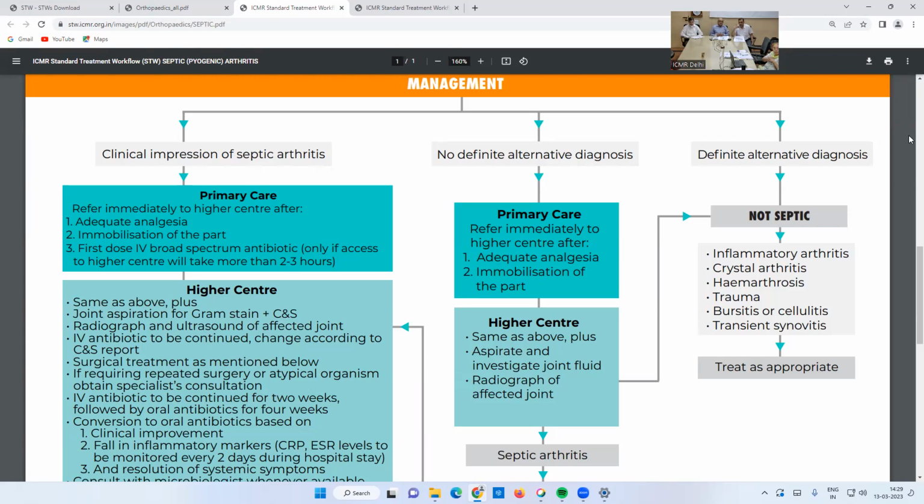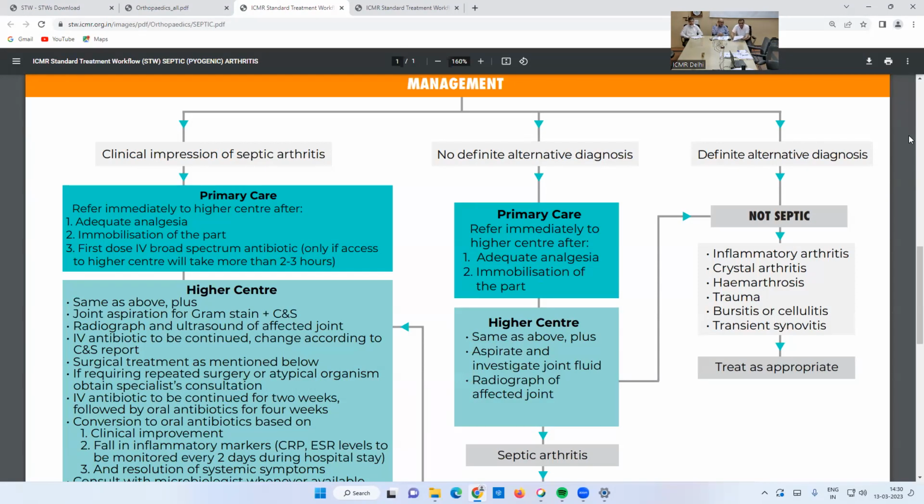So the conversion to oral antibiotics is usually based upon the clinical improvement of the patient, a fall in the inflammatory markers, and resolution of the systemic symptoms. Once these are going down, then we can switch the patient to the oral antibiotic.